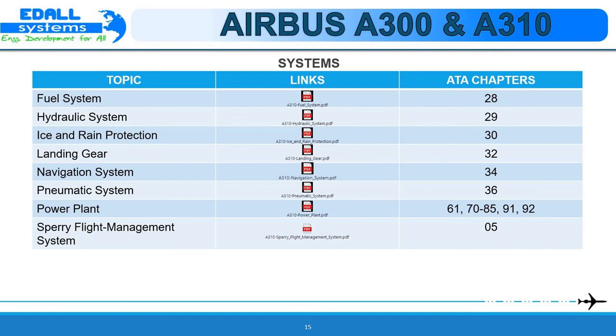So I hope you have understood the specifications of Airbus A300 and A310. Let us move on to A318, A319, A320 and A321 in the next video.